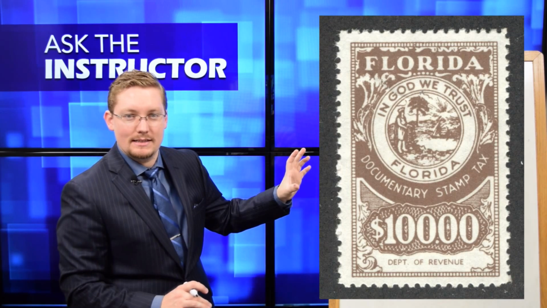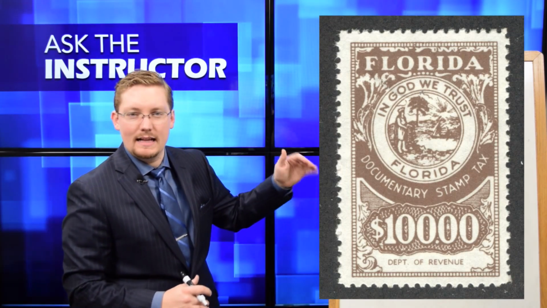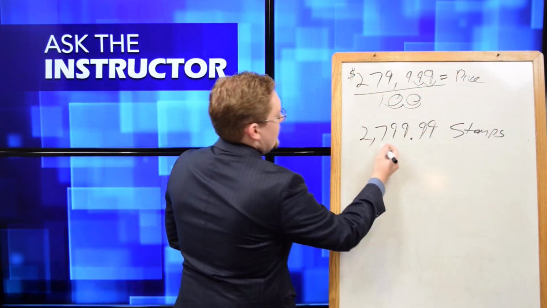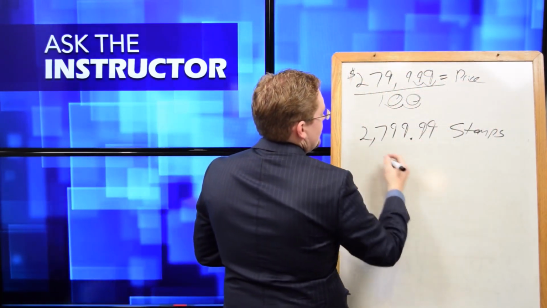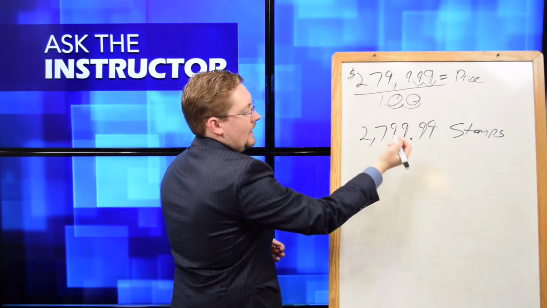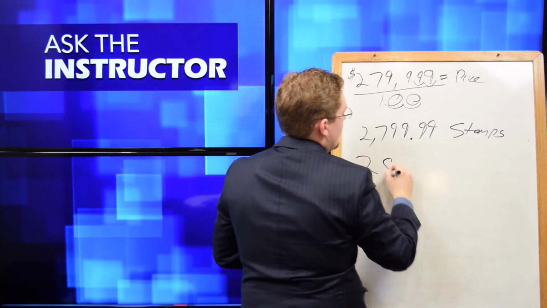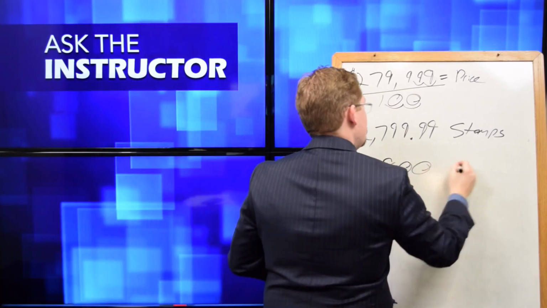This is what our stamp looks like. We can't break off a piece of this stamp and make it for $50. We can't tear it in half and make a $50 stamp instead of just the $100 stamp. So we can't have that. So what we need to do now is round this up. So we need to go from $2,799.99 and just round this up to the next whole dollar, and that's going to kick us up to 2,800 stamps.